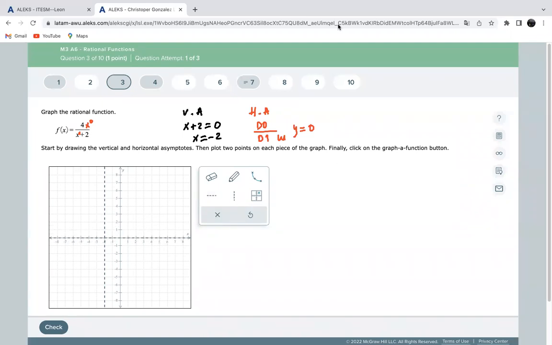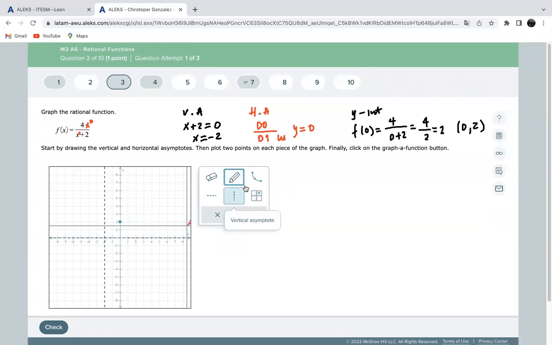And once you have the vertical and the horizontal, the best thing is to proceed and find the y-intercept. In this case, the y-intercept is about evaluating your function at 0. So that means that you have 4 over 0 plus 2. That's 4 divided by 2, and you end up with the coordinate 0, 2. So that's our first coordinate at 0, 2.